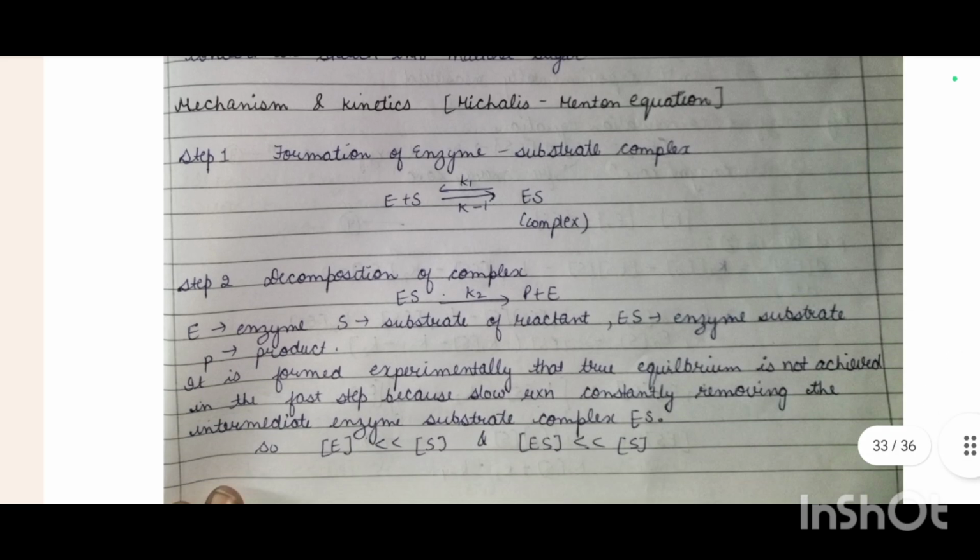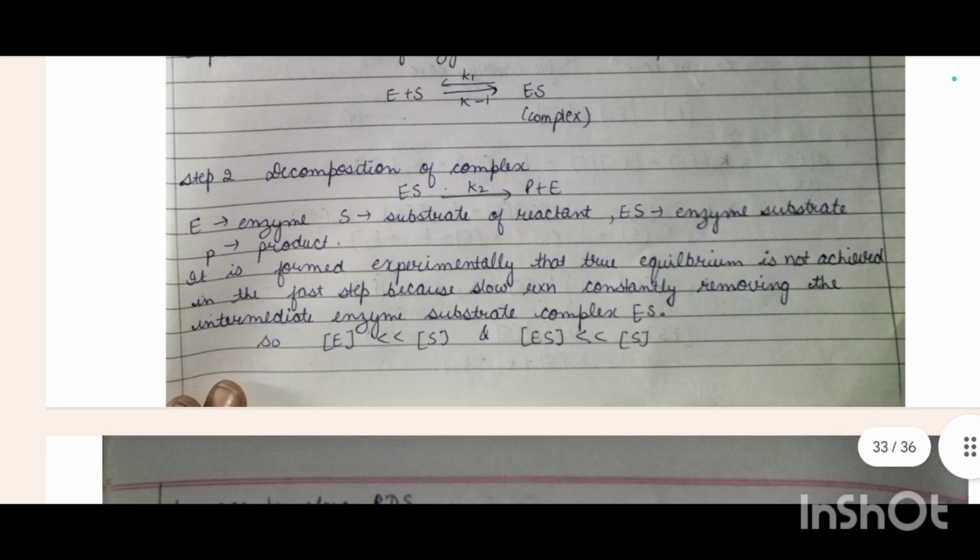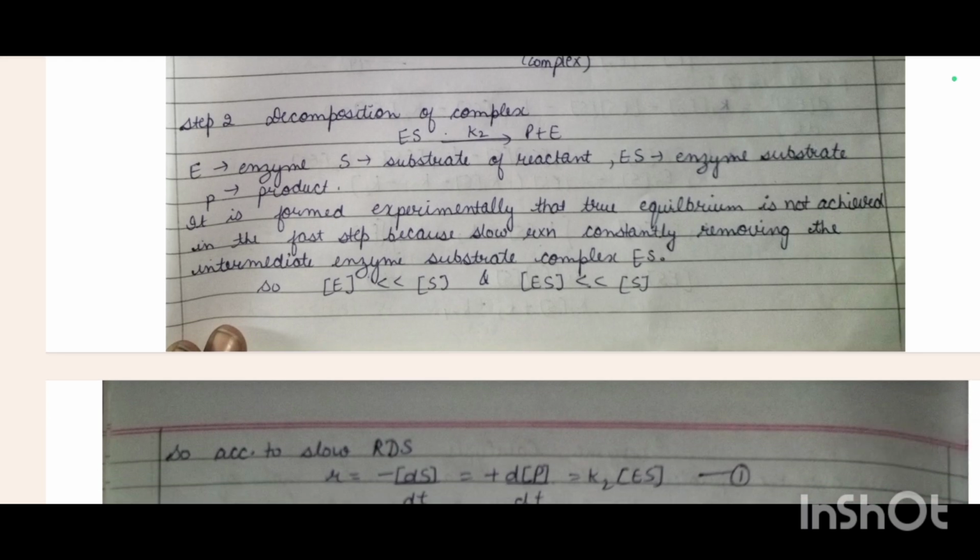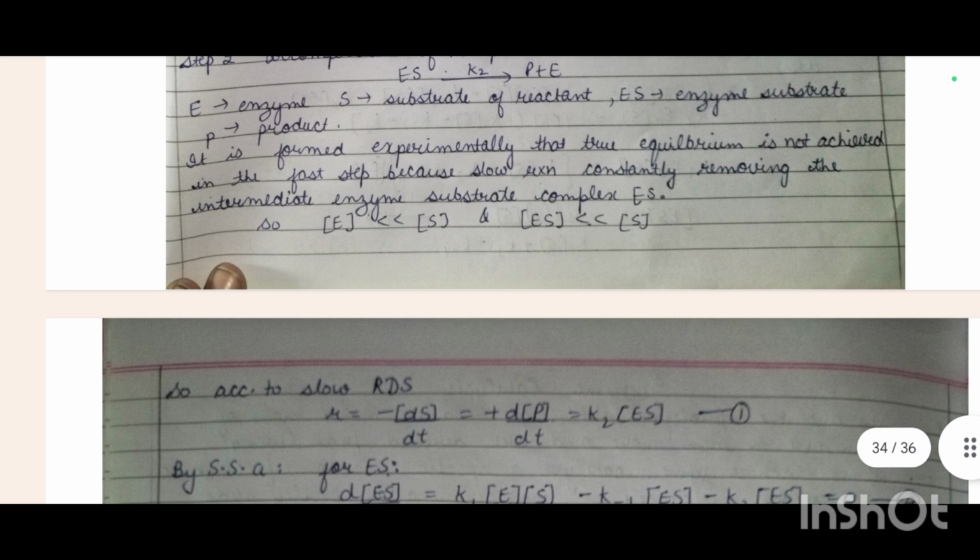Step 1: formation of the enzyme-substrate complex. Enzyme plus substrate changes into the enzyme-substrate complex, having rate constants k1 and k minus 1. Step 2: decomposition of the complex. The enzyme-substrate complex changes into product and enzyme, having rate constant k2. It is found experimentally that true equilibrium is not achieved in the first step, because the slow reaction constantly removes the intermediate, the enzyme-substrate complex ES.